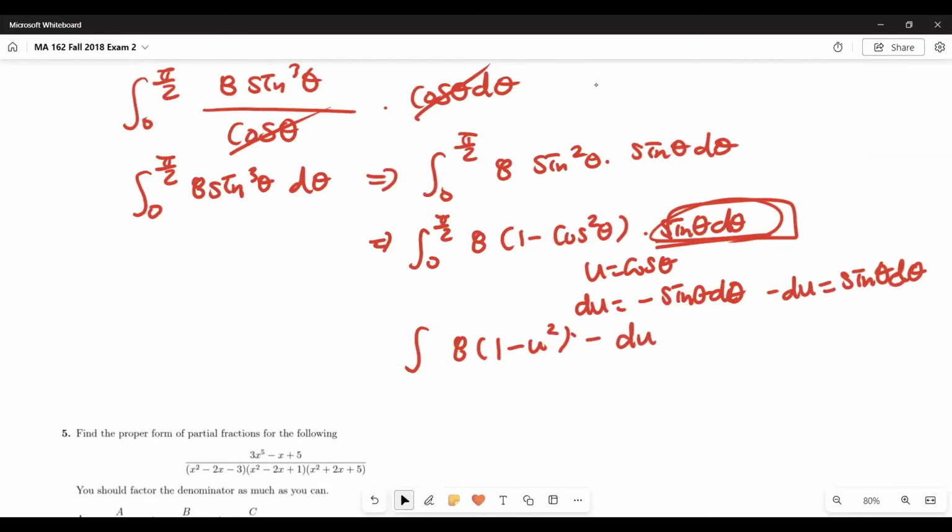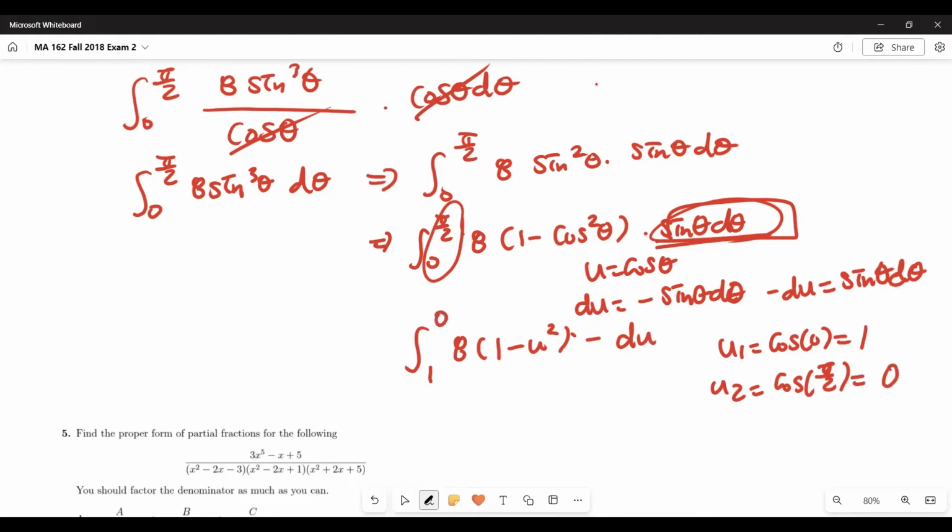Cool, and we have to find another bounds. Too much bounds finding, right? u1 is cosine 0, which is 1. And u2 is cosine pi over 2, which is 1. Wait, what am I doing? Cosine pi over 2 is 0. My bad.